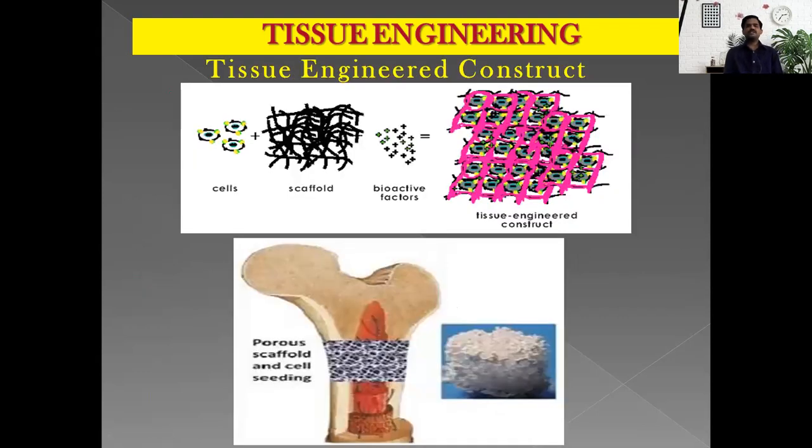Now, tissue engineered construct. What is a tissue engineered construct? When cells and bioactive molecules are loaded on a scaffold, the structure formed is called a tissue engineered construct. And this tissue engineered construct is now given a shape on the basis of the tissue to be re-engineered, to be engineered or to be recreated. And this tissue engineered construct is implanted at the site of regeneration.